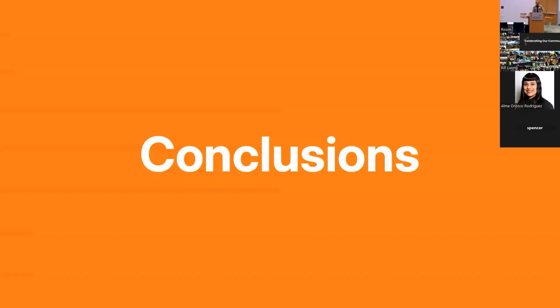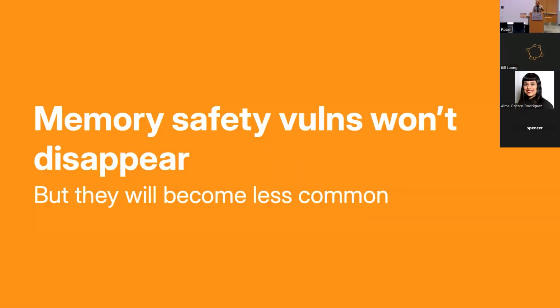So, conclusions: memory safety vulns are not going to disappear. There's still lots of existing code written in memory unsafe languages. We should still expect that buffer overflows and use-after-free, things like that, are going to exist. But I do expect that as there's more of a move toward memory safety, those will become less common.